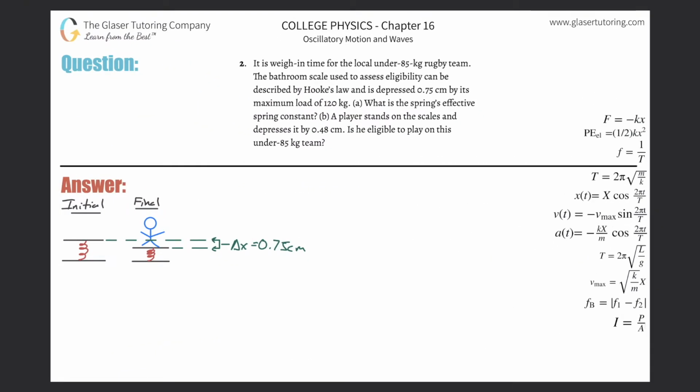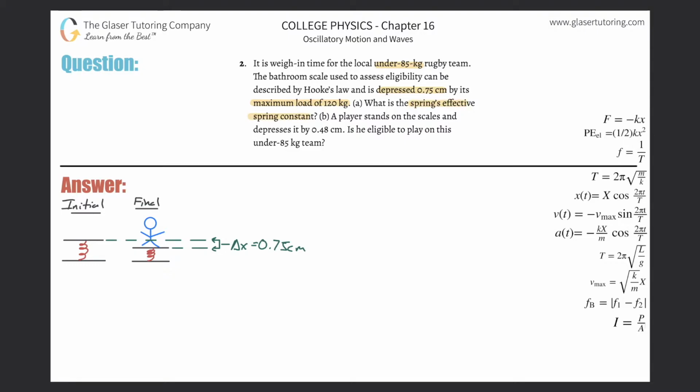Number 2. It is weigh-in time for the local under 85-kg rugby team. The bathroom scale used to assess eligibility can be described by Hooke's law and is depressed 0.75 centimeters by its maximum load of 120 kilograms. What is the spring's effective spring constant?